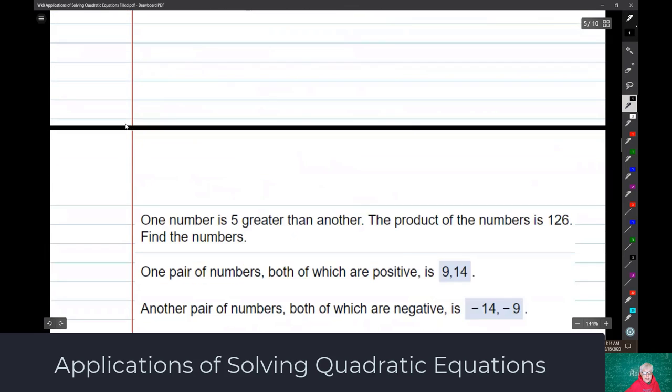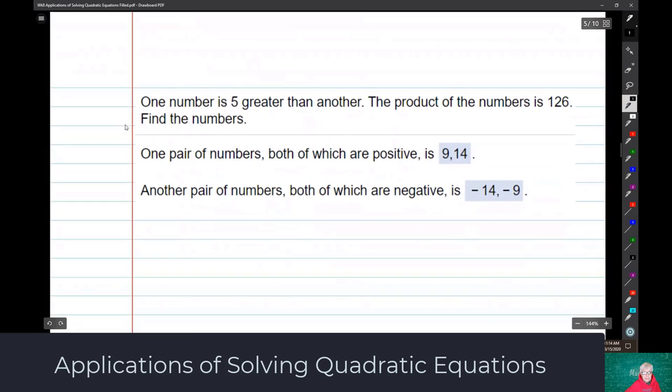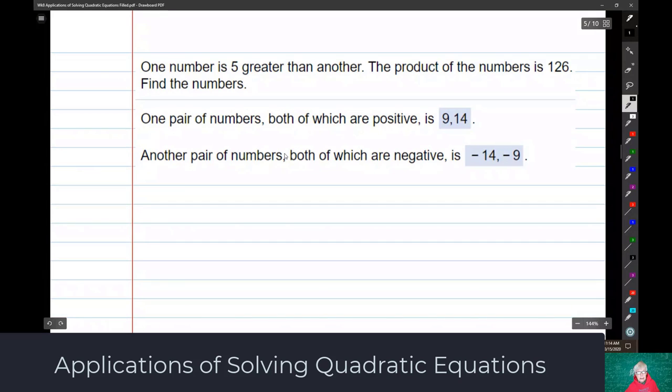Let's go down to the next one. Now this has to deal with numbers. It doesn't say integers, it just says numbers, but they end up being integers. One number is 5 greater than another. The product of the numbers is 126. Find the numbers.